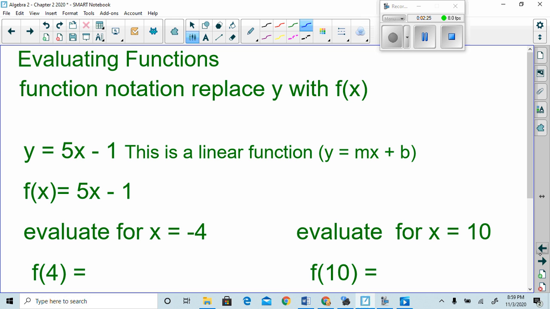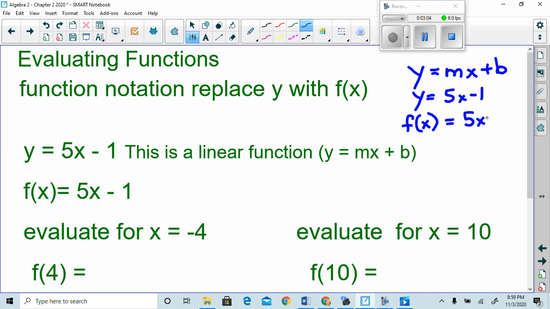So now we're going to take this one step further, and we're going to talk about the rules or the equation part of a function. We're going to look at something called slope-intercept form or function form, y is equal to mx plus b. We're going to be doing quite a bit of work with this form of the line. We're going to now use this example, y is equal to 5x minus 1. I'm going to take this function form and convert it to function notation by replacing y with this notation f of x.